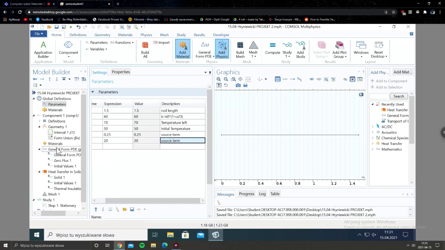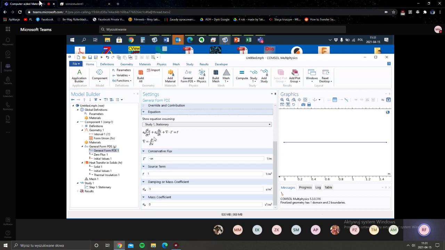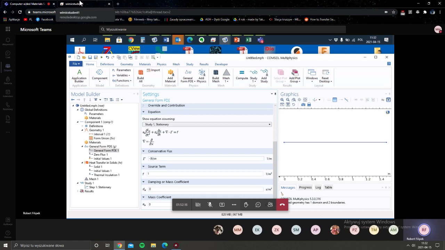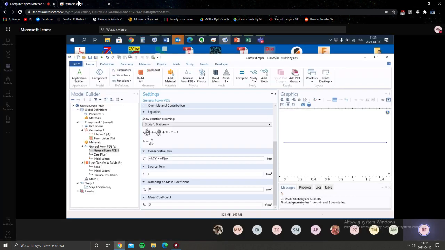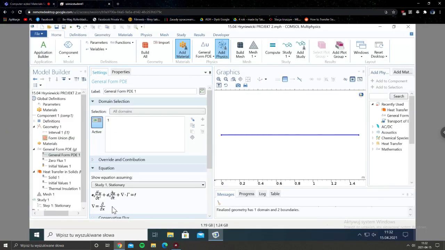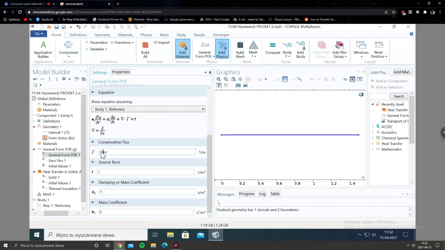Now general form PDE. In the general form PDE, we have no du over dt term, so dA must be 0 as well. What is the flux? Flux is minus k, so this is k0 multiplied by 1 plus x divided by D. In fact, the second bracket is not necessary here. And this coefficient multiplied by the gradient of U, of temperature. So this is our expression for the flux.